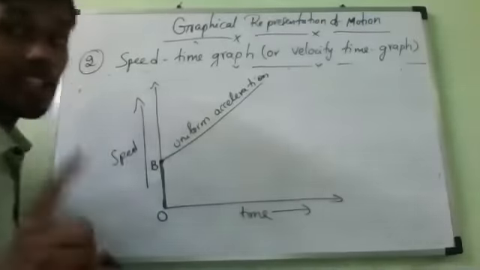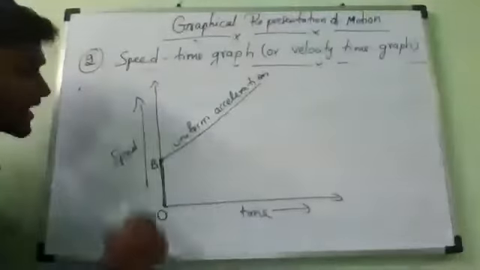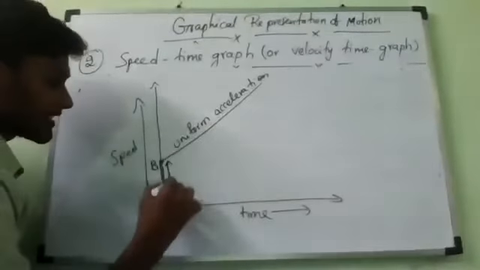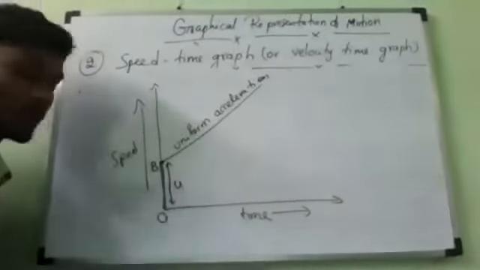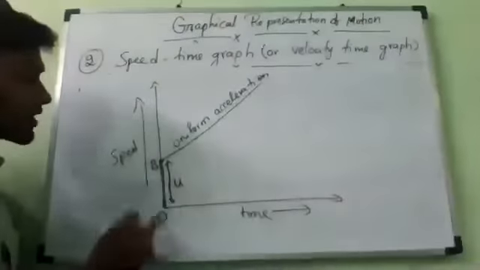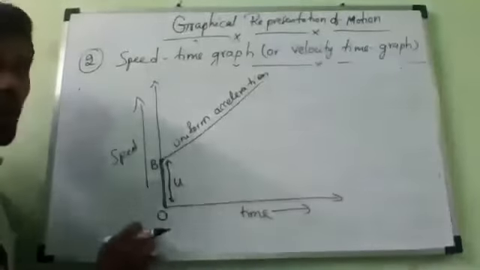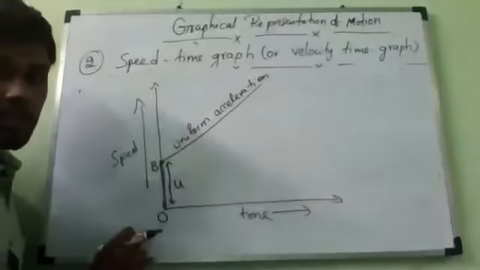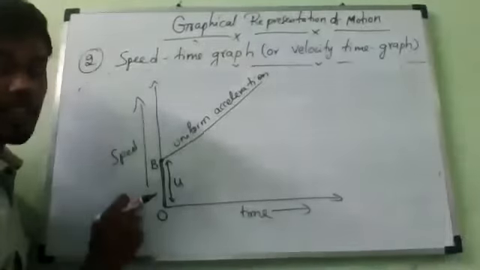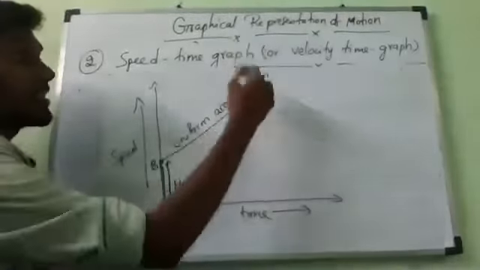Before, the body had zero initial velocity. But here the body is already having some initial velocity. What is this initial velocity? It is U, which equals OB. Is it yes or no? Yes, the body is already having some initial velocity, and from there it is continuously increasing.